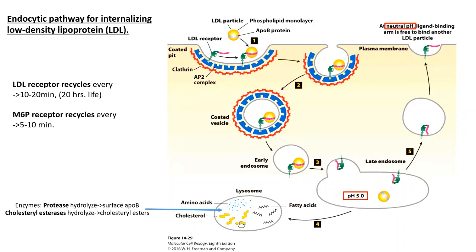Now what happens to the receptor? The receptor obviously goes back to the surface to get recycled. At neutral pH, the ligand binding arm is again free to bind another LDL particle. This whole recycling process takes about 10 to 20 minutes, in a total of 20 hours of life. So every 10 to 20 minutes, this receptor captures an LDL particle, takes it to the late endosome, and then the receptor is recycled back to the surface. In the case of the M6P receptor we studied earlier, each cycle is about 5 to 10 minutes. So it takes a little bit more time to recycle the LDL receptors back to the surface.